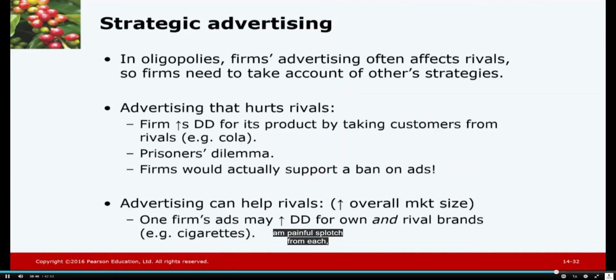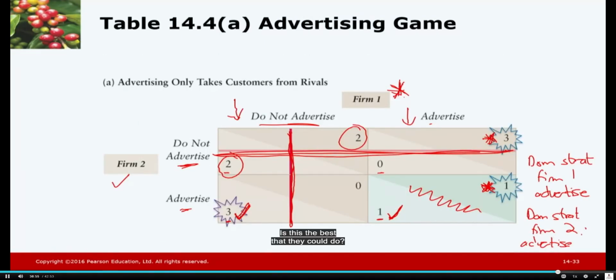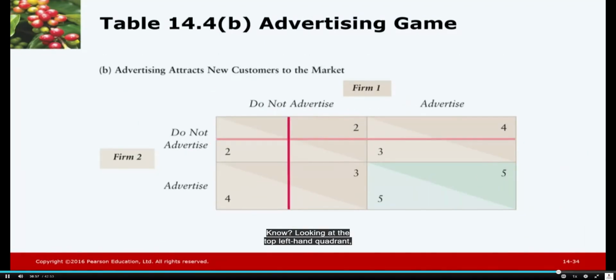This is different from the situation where advertising can help rivals and increase the overall market size. And the examples that are often taken, so you can go through these examples too in your slides and look at the paintball splotches that it puts up. You can use any system, as I say, stars, ticks, splotches of different colors, shading, whatever suits you. But in this advertising game, advertising brings new customers to the market. So let's go through it quickly once again.